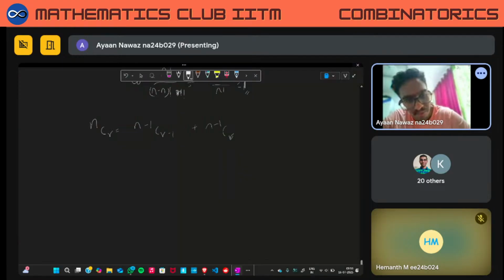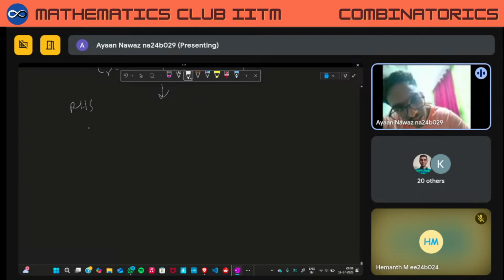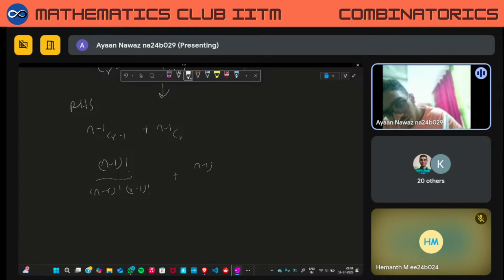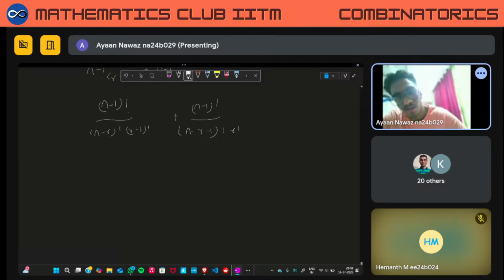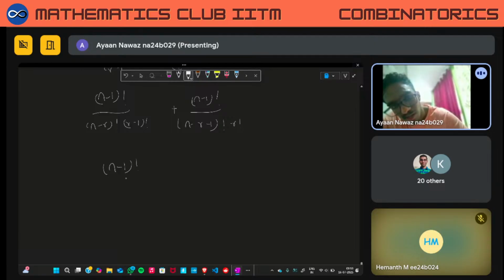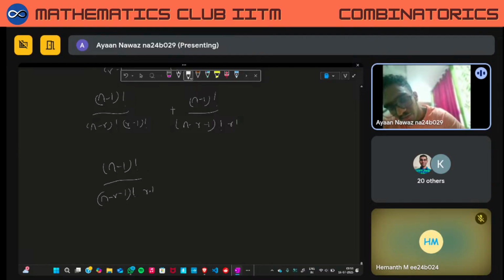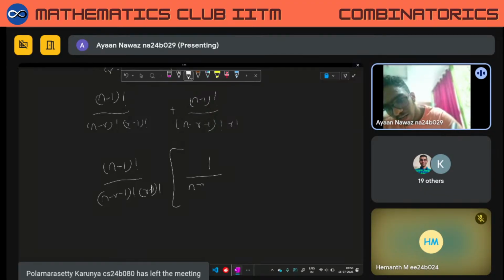So to prove this, we'll take the RHS first. So the RHS is n minus 1 C r minus 1 plus n minus 1 C r. That will be n minus 1 factorial by n minus r factorial into r minus 1 factorial plus n minus 1 factorial into n minus r minus 1 factorial into r factorial. So we'll take n minus 1 factorial common, n minus r minus 1 factorial common, r minus 1 factorial common. And then inside we'll have 1 by n minus r plus 1 by r.